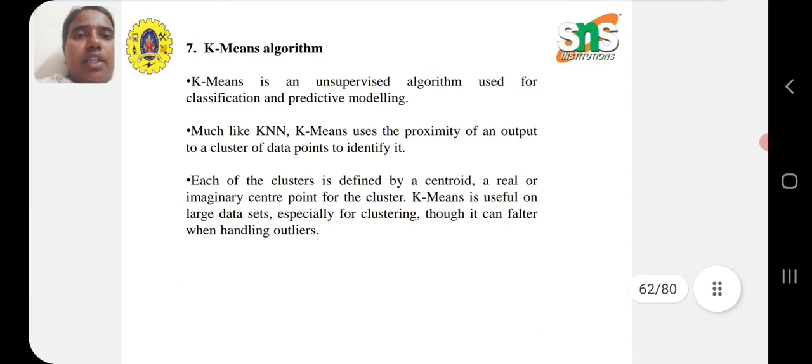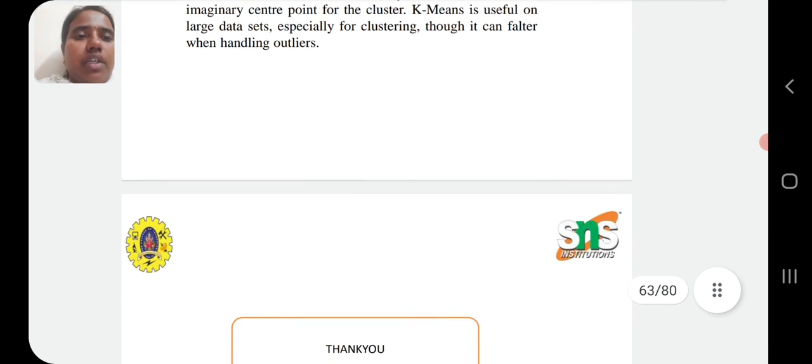K means algorithm. K means is an unsupervised learning algorithm used for classification and predictive modeling. Much like KNN, K means uses the proximity of an output to the cluster of data points to identify it. Each of the clusters is defined by a centroid, a real or imaginary center point for a cluster. K means is useful on large data sets, especially for clustering, though it can falter when handling outliers.